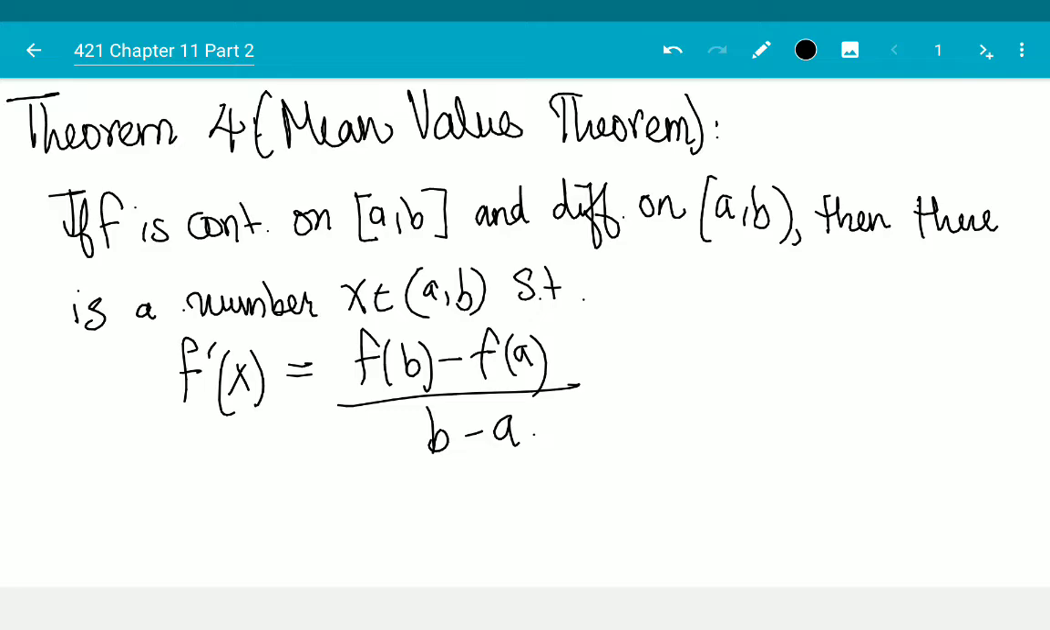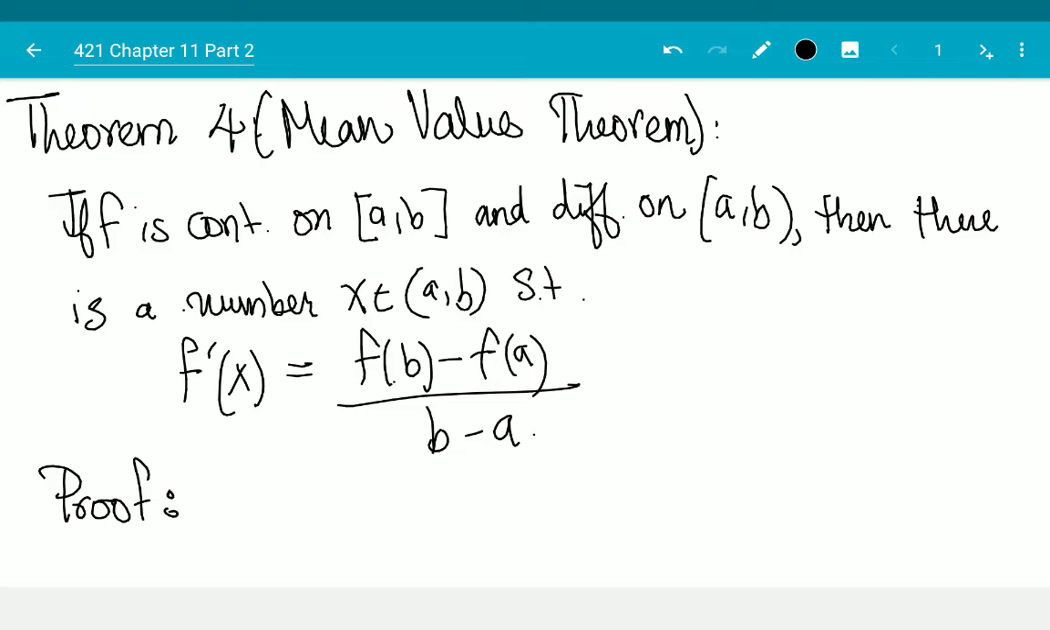The mean value of the derivative is achieved, and it is quite easy to see that Rolle's theorem is a direct consequence of the mean value theorem, right? Rolle's theorem says, if f of a is equal to f of b, then f of b minus f of a is 0. So I get f prime of x should be equal to 0, which is what my Rolle's theorem said. There is some number where the derivative is 0.